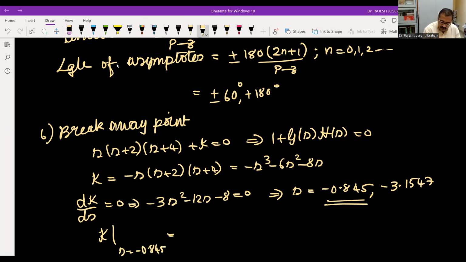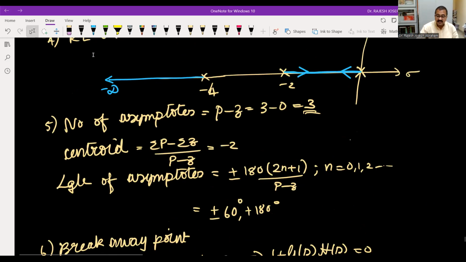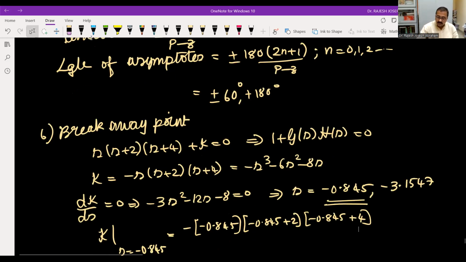Okay, that means you substitute it here. So minus of s into, so s is minus 0.845 into minus 0.845 plus 2 into minus 0.845 plus 4. If this number is a real positive number, then this is a breakaway point. So we solve this and you will see that it will be a real positive constant number. So that means minus 0.845 is a breakaway point and minus 3.1547 is not a breakaway point.